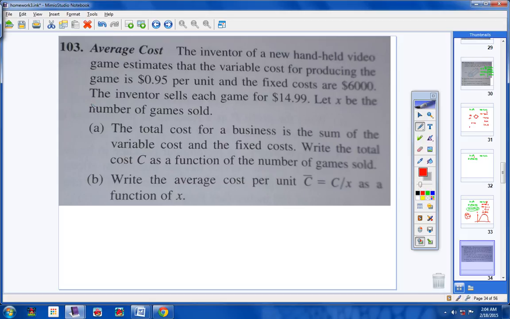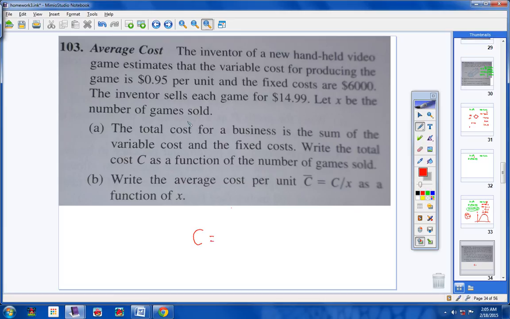Now listen to what part A says. This is a really easy problem. The total cost for a business, the total cost, not the profit, is the sum of the variable cost and the fixed cost, which we knew already. I mean, look, if you want to know the total cost, you add up all the cost. So write the total cost as a function of the number of games sold. Okay, so here we go. Really, it's pretty simple. Here it is.